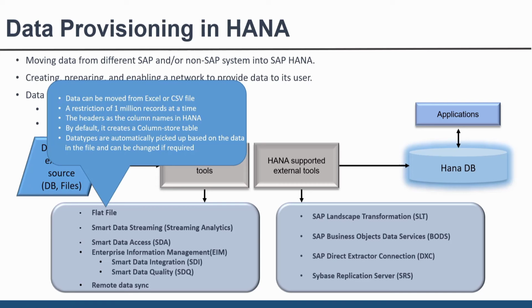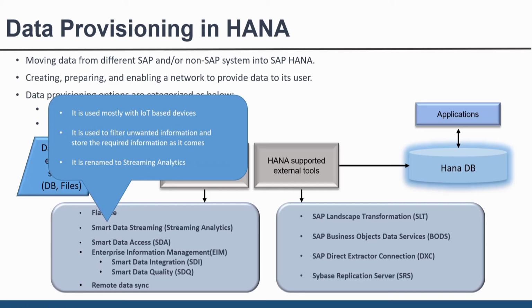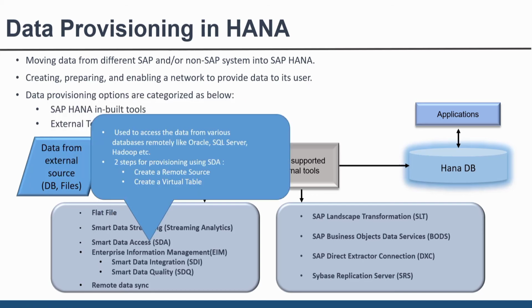The data types which you are using in the Excel sheet, the same data types will be picked up in the HANA database. However, you can change it later. The next tool is smart data streaming, which is majorly used for IoT based services, and it is also renamed as streaming analytics. It is used for filtering unwanted data, and it can store the required information as and when required. The next tool is smart data access.